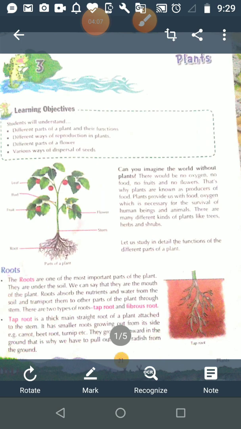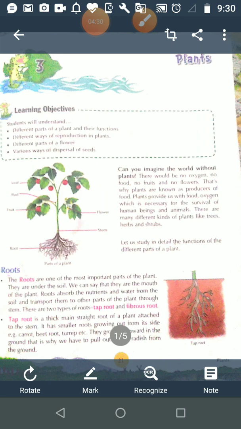The part of the plant that grows below the ground is called the root. And student, what is the color of the root? White. What is the color of the root? White. And the part of the plant that grows above the ground is called the shoot.